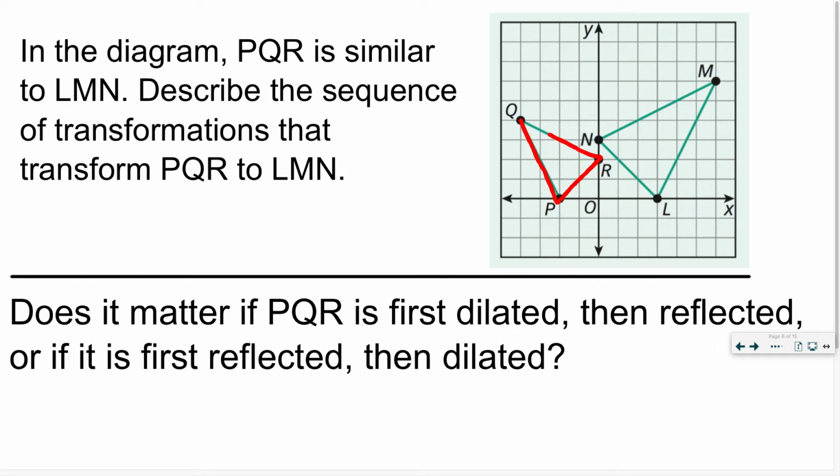If I made this bigger by 1.5 first and actually blew it up before I reflected it, this coordinate at -2, 0 would have become what? -3, 0. Good. -4, 4 would have become what? -6, 6, somewhere over there. And then 0, 2 would have become what? 0, 3.